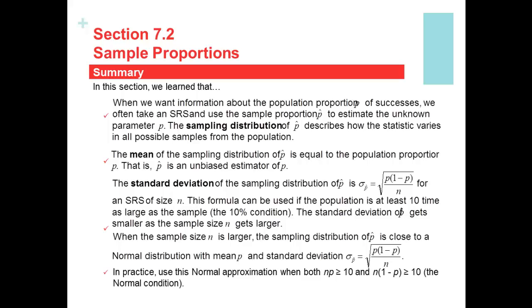When the sample size n is large, the sampling distribution of p hat is close to normal with a mean of p and a standard deviation of sigma equal to the square root of p times 1 minus p divided by n. In practice, we use normal approximations when both n times p and n times 1 minus p are greater than or equal to 10. That means the normal condition is met.